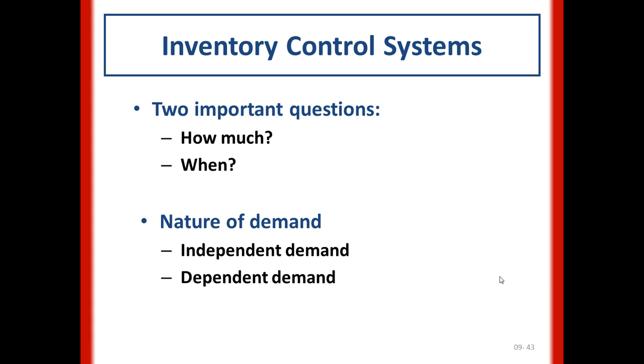There are two types of demand in inventory. The first type of demand we call independent demand. Independent demand is a demand that is independent of other demand. An example of independent demand can be demand for finished goods that are sold to the end customer. Dependent demand, on the other hand, is a demand that is dependent on another type of demand. An example of dependent demand can be a demand for raw material or parts that can be used to produce finished goods.